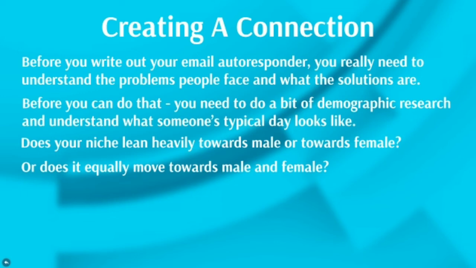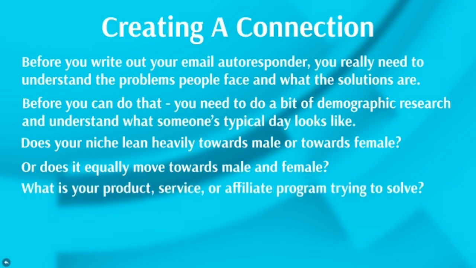So in other words, for it to lean just towards female, let's say, for example, that niche is 90% female, or even 95% female, or even 75%. But even 75%, you're kind of moving towards that 50% so that it's both male and female. But if it's heavily towards males or heavily towards females, 80% or above, or 90% or above, then you want to jot that down. The next question is, what is your product or service or affiliate program trying to solve?